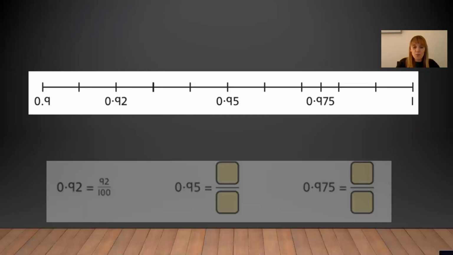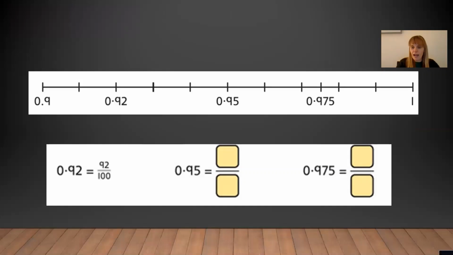Let's do the same for this one. So it wants to know how would we change these into fractions. So 0.92 has been done for you, is 92 over 100. So what will 0.95 be? What do you think? It's going to be 95 hundredths, isn't it?